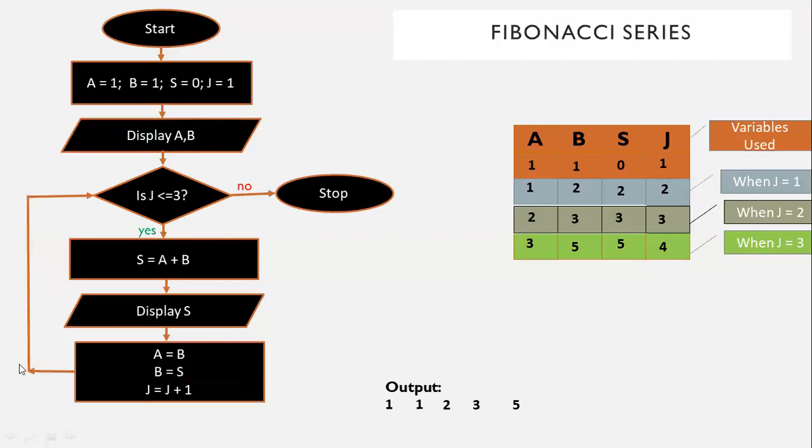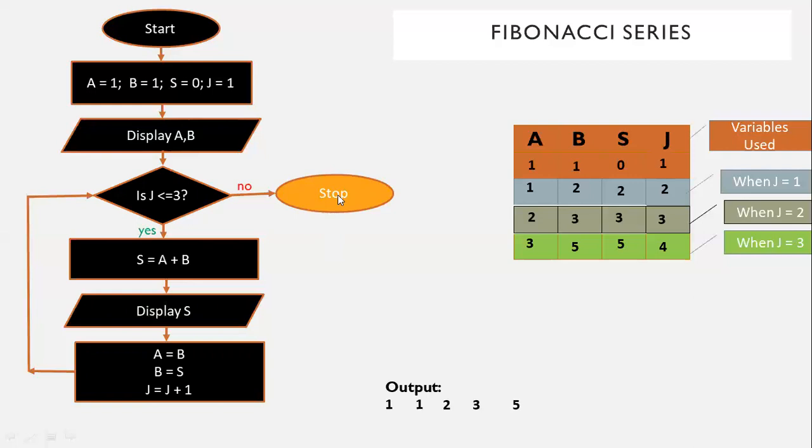So how it works? Now it goes up again. Is J less than or equals to 3? Now the value for J is 4. So this condition is false. Now we have to go towards the end of the loop, and our flowchart will stop at this moment. This is how we get the Fibonacci series.